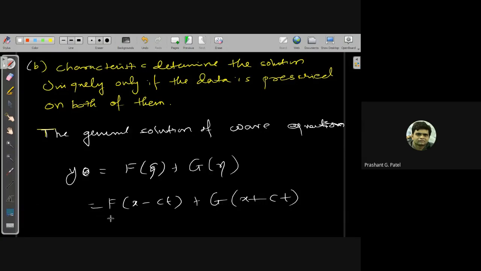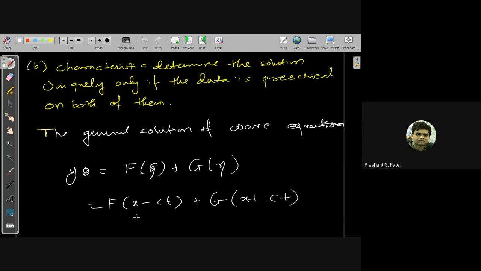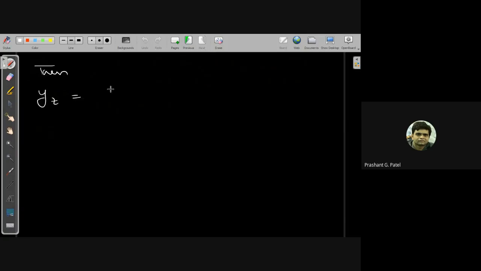If I take the differentiation of this with respect to t, it gives me y_t, which is the derivative of this with respect to t: f dash of x minus ct, and then the derivative of x minus ct gives me minus c, plus g dash of x plus ct, and the derivative of x plus ct with respect to t gives me c. So by the chain rule we can have this.